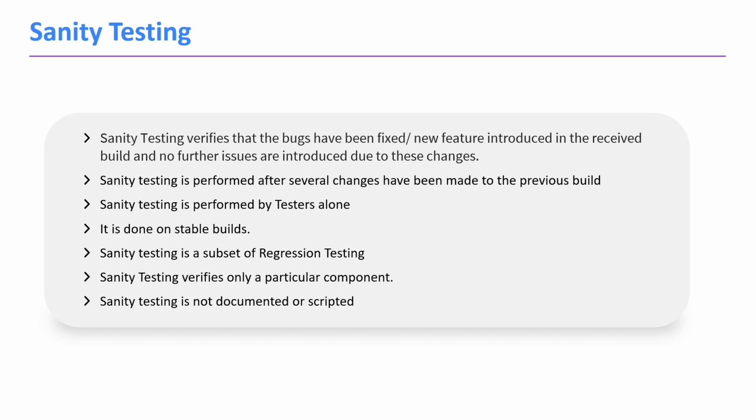Sanity testing is performed by the testers alone, and sanity testing is done on stable builds. Sanity testing is also called a subset of regression testing. Sanity testing verifies a particular component of an application, and sanity testing is not documented or scripted.